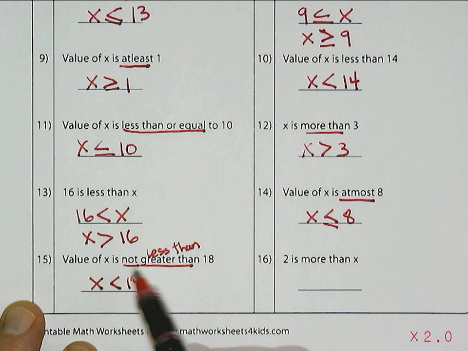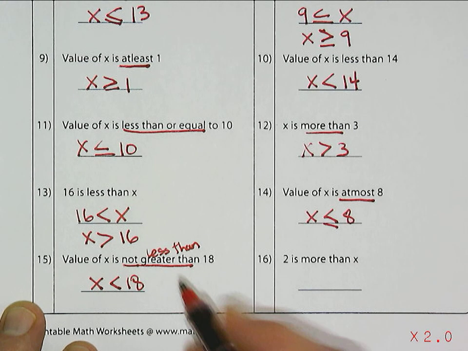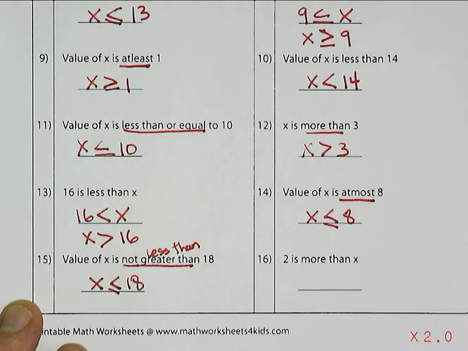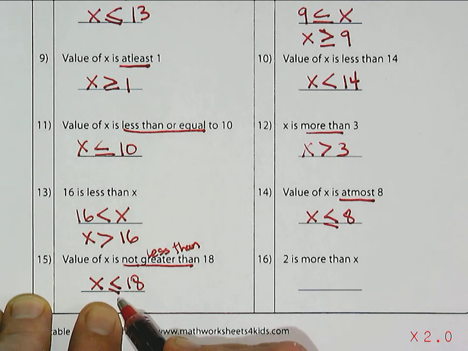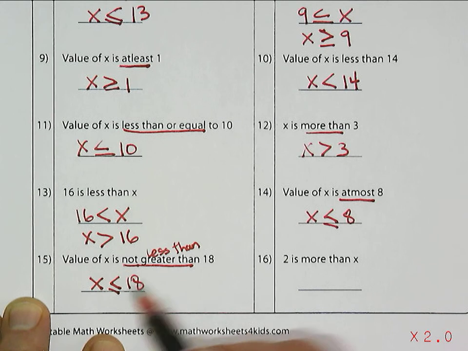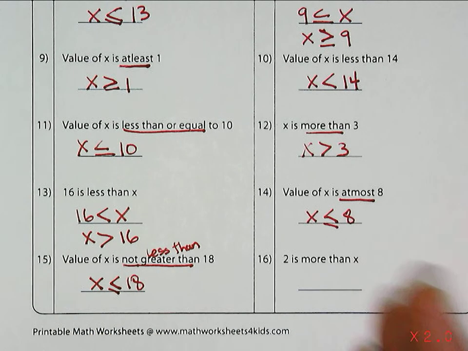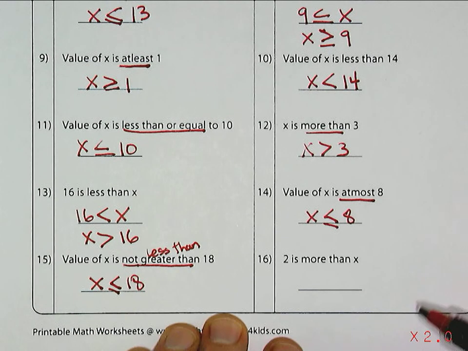So is 18 not greater than 18? Yes, it is. So because 18 is not greater than 18, I need to put the line underneath there to show that 18 could be an answer. It's equal to or less than. If something is not greater than, it can be equal to it or it can be less than.